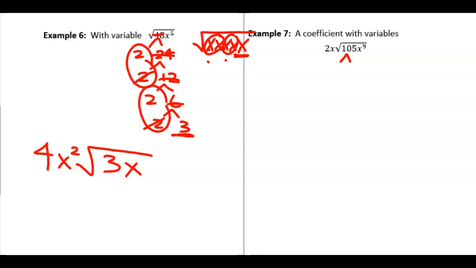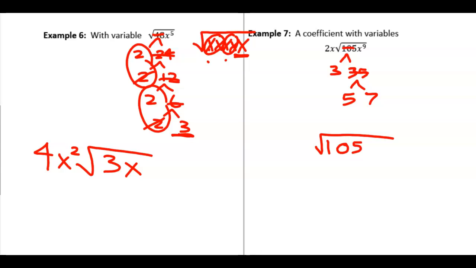Now, example 7. Let's break it down. 2 does not go into 105 because it's odd. What about 3? 3 times what? 35. 35 is going to be 5 times 7. What do you notice about those prime factors? Are there any pairs? If there are no pairs, nothing's going outside, there's nothing to change. So here's the deal: 105 is going to stay inside.